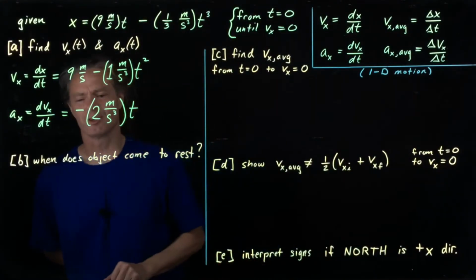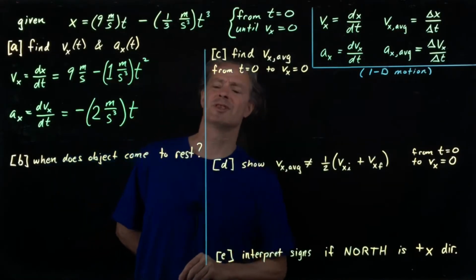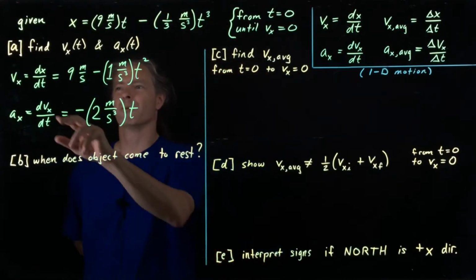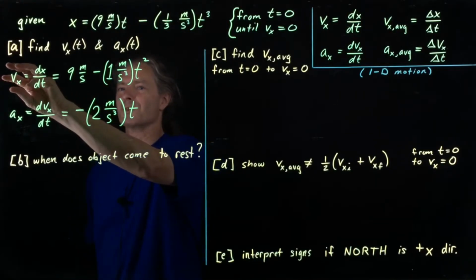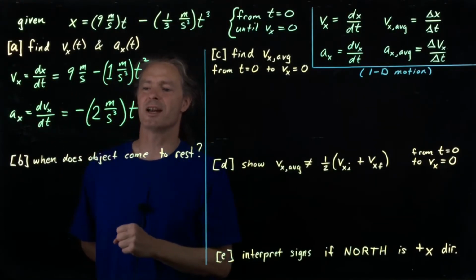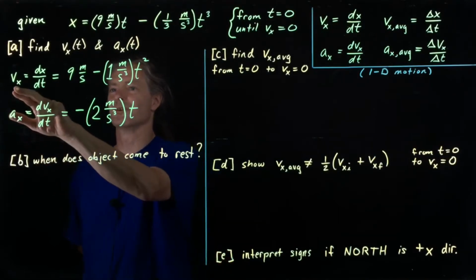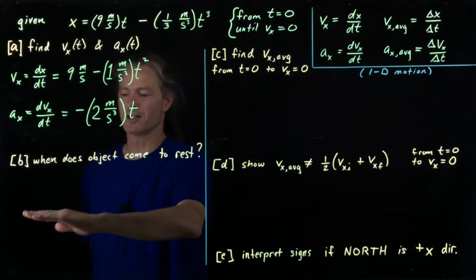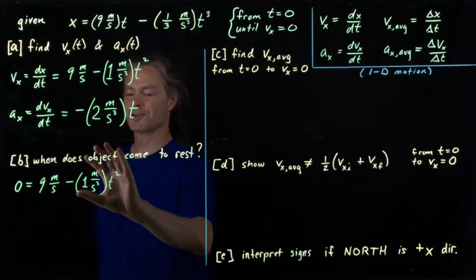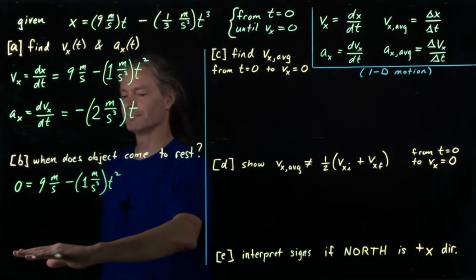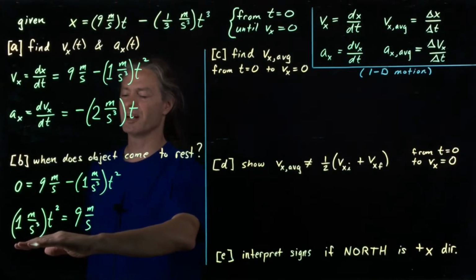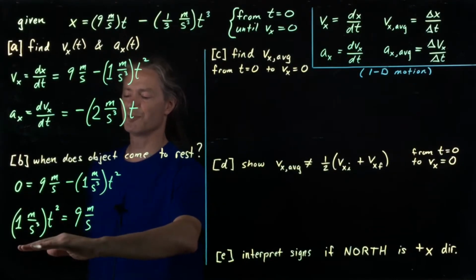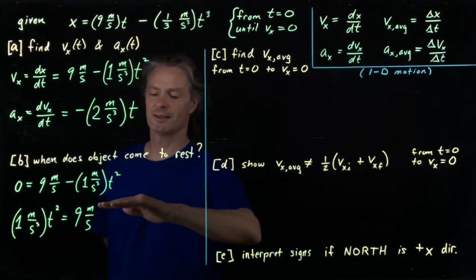All right, let's move on to part B. At what time does the object come to rest? Well, we can look at our velocity versus time expression, set the velocity equal to 0, and solve for the time at which that happens. So I'll plug in 0 for this and rewrite this expression right here. I can add this term to both sides. Let me get all the units on one side by dividing both sides by meters and multiplying both sides by seconds cubed. If I do that, I'll get this.